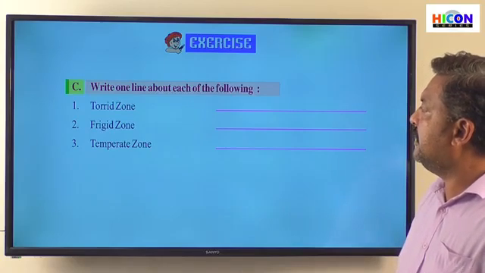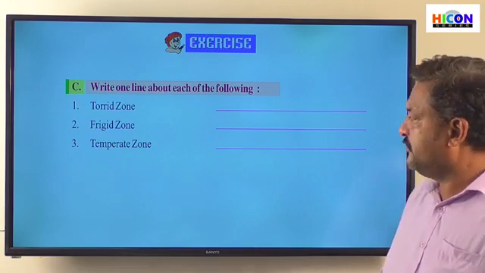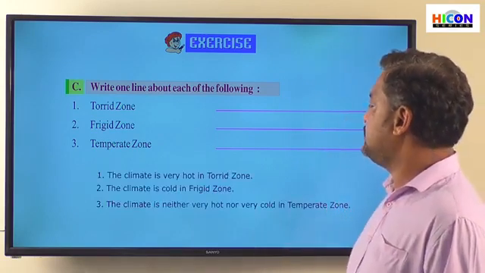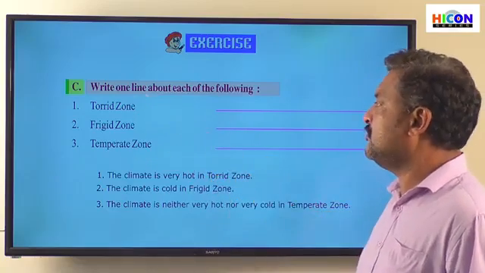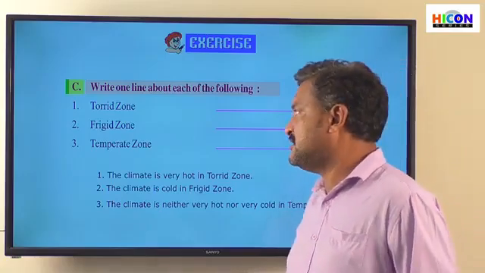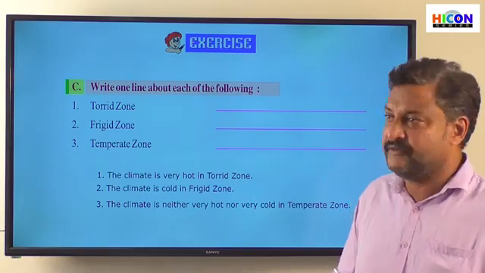Write one line about each of the following. So torrid zone, frigid zone, temperate zone. We need to write one sentence each about these three zones. We know these are the three zones into which the entire surface of the earth is divided.